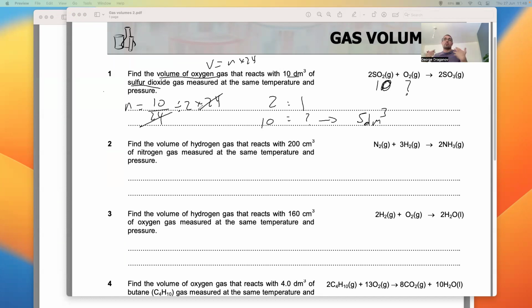So that only works for gases because to find the moles, it's always divided by 24. It doesn't work for solids because they depend on the MR or the AR, and all the solids will have different MRs or ARs.